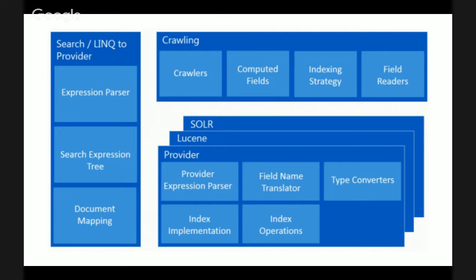But these providers also provide the ability to crawl the database. Sitecore obviously stores things as items. Lucene doesn't store things as items. So it does the field translation in order to know, how do I store a multi-list field? How do I store an image field? What do I store that as in Lucene? So that's part of the provider. Same thing with Solr.